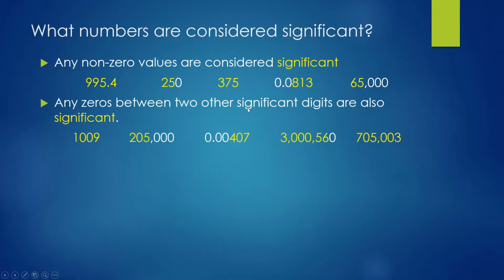Any zeros between two other significant digits are also significant. You know that the 1 and the 9 are significant from the last rule, so the zeros in between those two significant digits are also significant. The 0 here is significant because it's between two non-zero numbers, where these zeros are not, and therefore are not considered significant figures. The same rules apply on the following numbers.